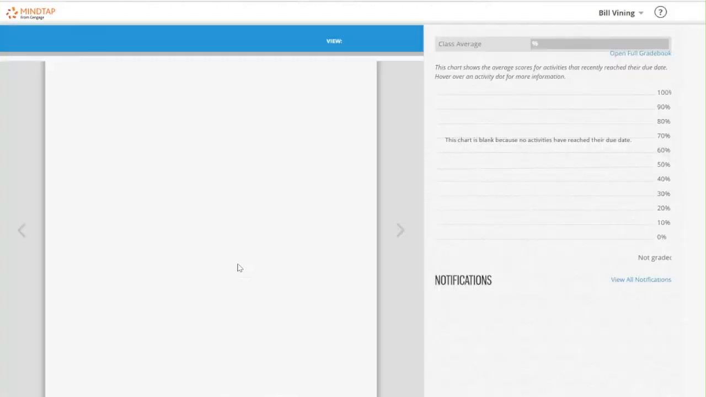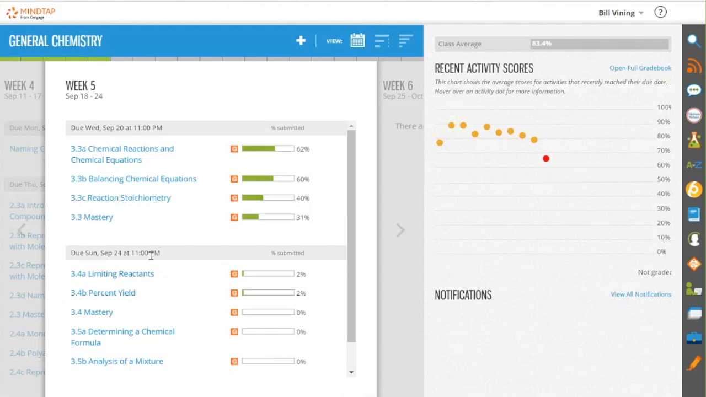When I go in, it generally starts with a view of what the students' weekly workload is. We're finishing chapter 3 this week, stoichiometry, so they're doing reaction stoichiometry. There's a set of assignments due tonight at 11 o'clock, and you can see the students are now working on it because it's the day it's due. 62% have submitted the first one, and 31% have gotten through all 4 of these nuggets.